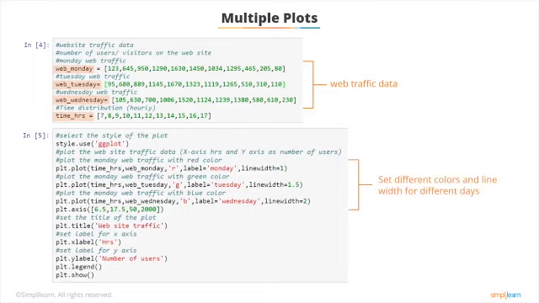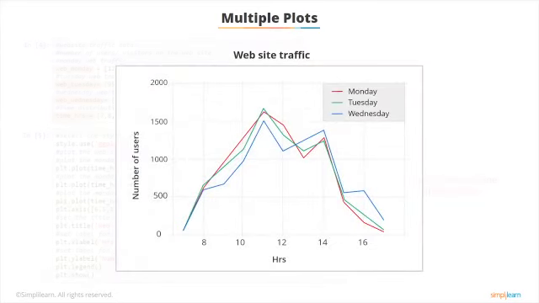Use different color and line width for each day to distinguish the plot. In this example, we have used red for Monday, green for Tuesday, and blue for Wednesday. The output graph is shown on the screen.